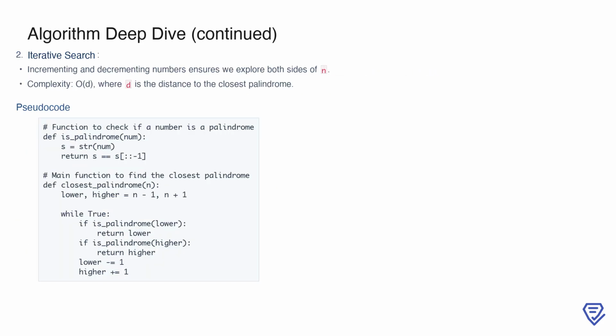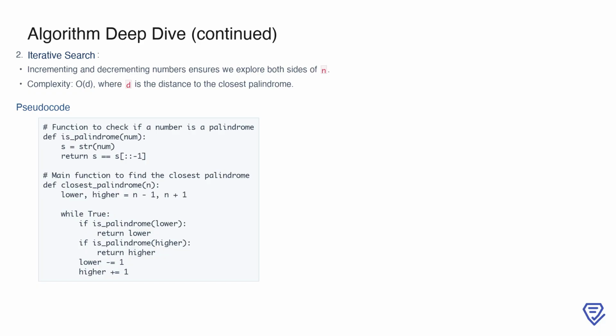The iterative search process involves incrementing and decrementing numbers around n to explore both smaller and larger candidates for the closest palindrome. This systematic exploration ensures that we identify the nearest palindrome efficiently. The time complexity of this search depends on two factors: the number of digits in the numbers we check and the distance to the closest palindrome.